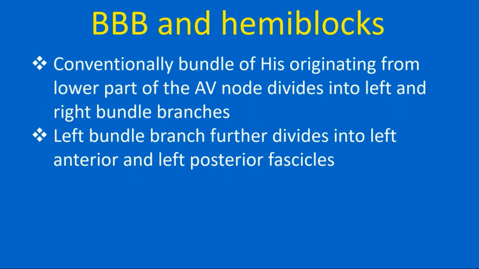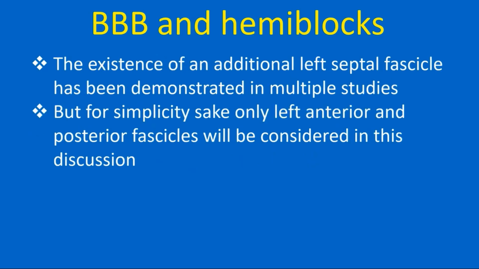Conventionally, the bundle of His originating from the lower part of the AV node divides into left and right bundle branches. The left bundle branch further divides into left anterior and left posterior fascicles. The existence of an additional left septal fascicle has been demonstrated in multiple studies, but for simplicity's sake, only the left anterior and posterior fascicles will be considered in this discussion.